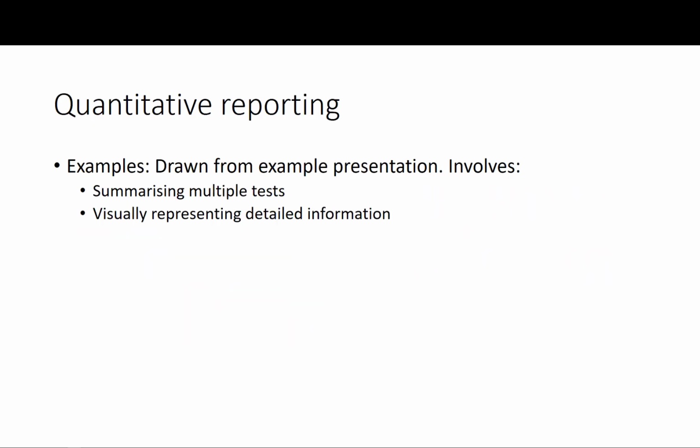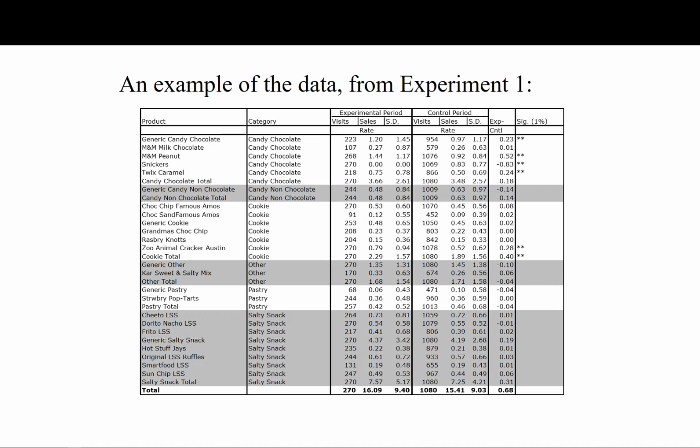So reporting quantitative information. So these are some examples that I have drawn from the internet. The full example is going to be made available on Wattle, but reporting quantitative information often requires you summarizing multiple tests and visually representing detailed information. For example, in terms of summarizing multiple tests, this is an example that is drawn from the presentation I have put onto Wattle, where you can see that they have conducted an experiment.